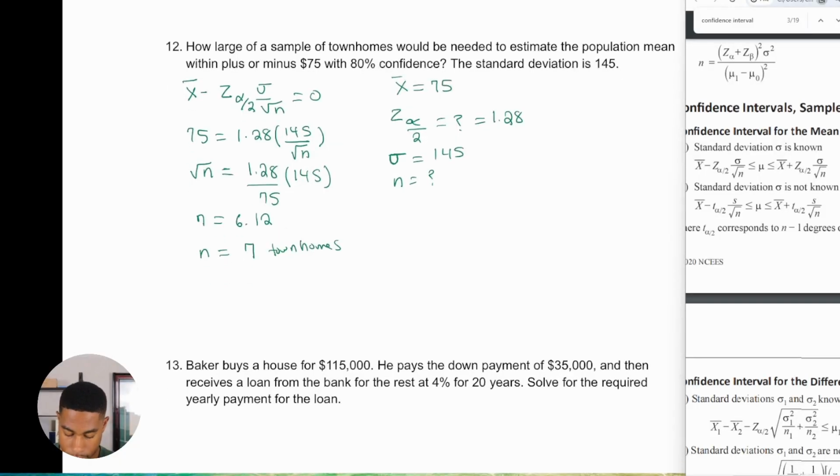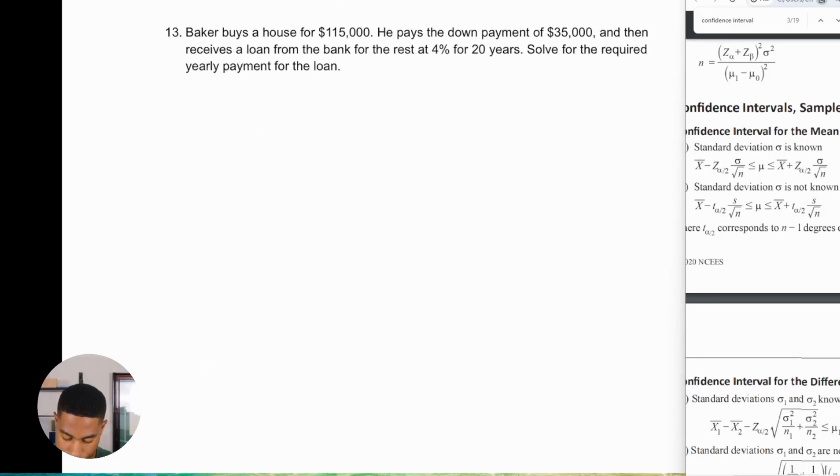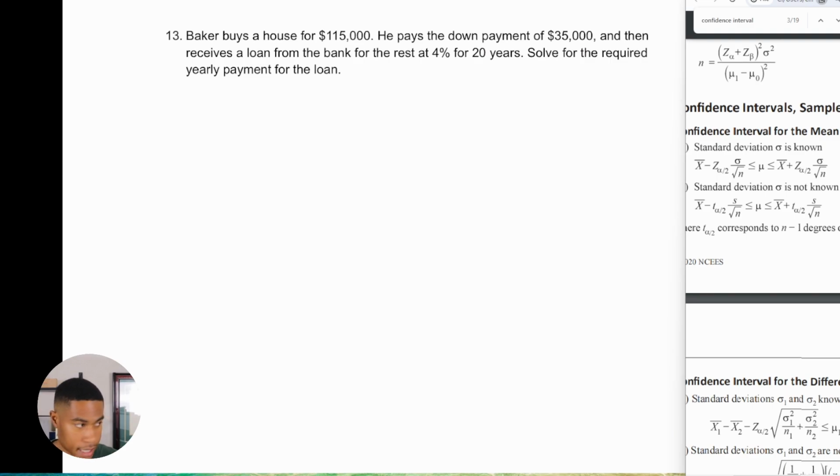All right, let's look at number 13. This Baker buys a house for $115,000. He pays a down payment of $35,000 and then receives a loan from the bank for the rest at 4% for 20 years. Solve for the required yearly payment for the loan. So we're trying to find annual or A terms.